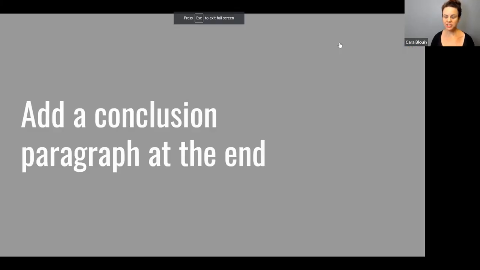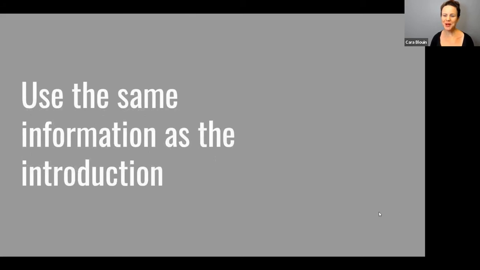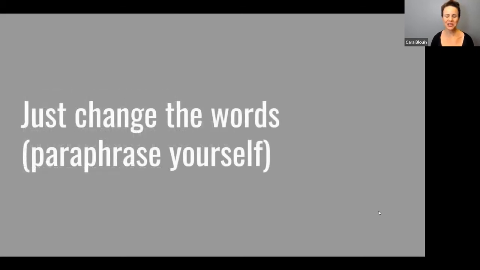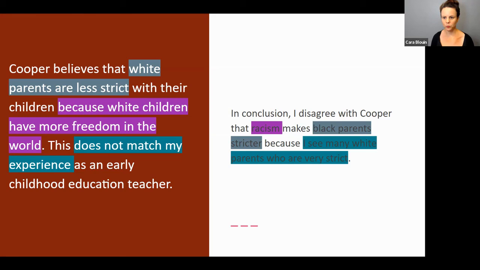In addition to an introduction, a good college essay should also have a conclusion paragraph at the end. A conclusion paragraph is the most boring part of the essay because it is the exact same information as the introduction. You basically take your introduction and you paraphrase yourself. You change the words, use synonyms, change the order, but don't say anything new. Do exactly what you did in the introduction and put it in the conclusion.